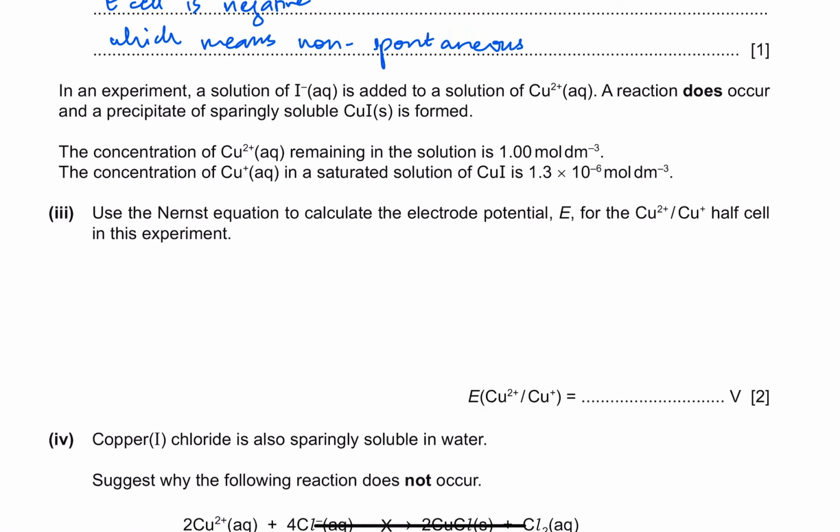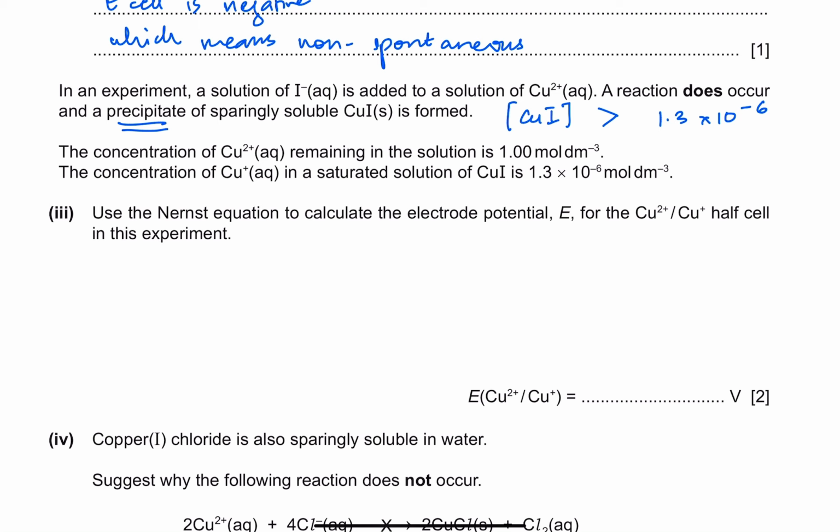In an experiment, a solution of iodide ion is added to a solution of copper 2 plus ions. A reaction does occur and a precipitate of sparingly soluble copper iodide is formed. The concentration of copper 2 ions in the solution is 1 mole per dm³. The concentration of copper 1 aqueous in a saturated solution is 1.3 × 10^-6. So if a precipitate is made, it means copper 1 ion concentration is more than 1.3 × 10^-6. Otherwise the precipitate would not have been made; it has to be more than the solubility.